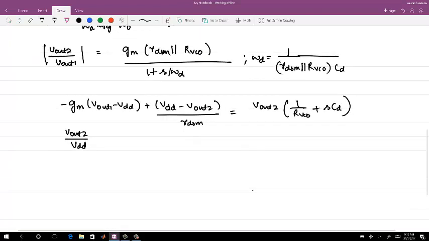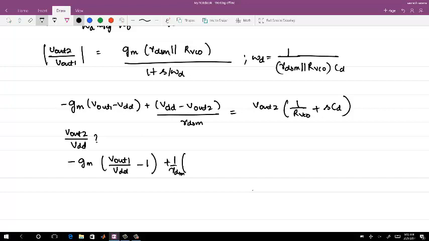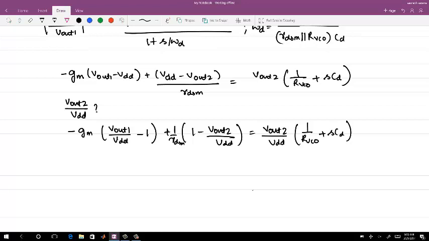Okay. And this can be simplified. This is what we need. So what you can do is Vout1 minus VDD, this part. So you can have minus GM by Vout1. Okay. Is something wrong here? But then, yes, this is right, no? So you can have this VDD minus 1 plus 1 by RDS of M1 minus Vout2 by VDD is equal to Vout2 by... I do not want you to get scared from just the equation, so you can just substitute here Vout1 by VDD from the previous part.